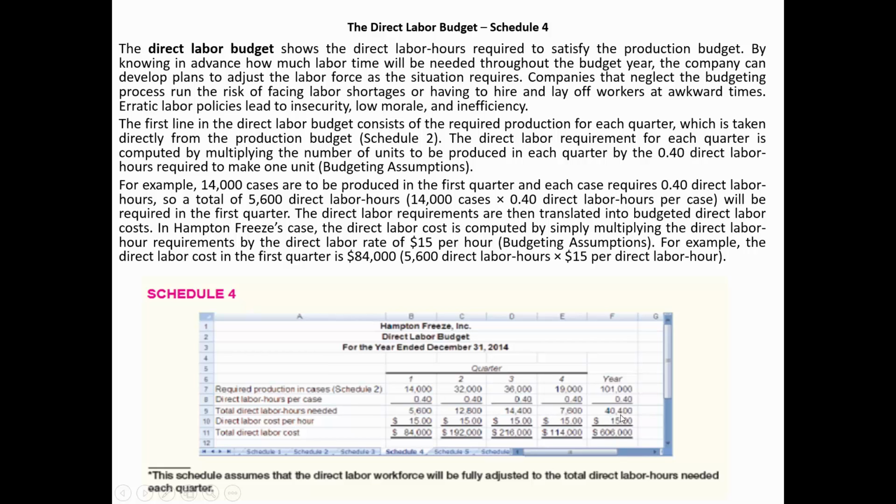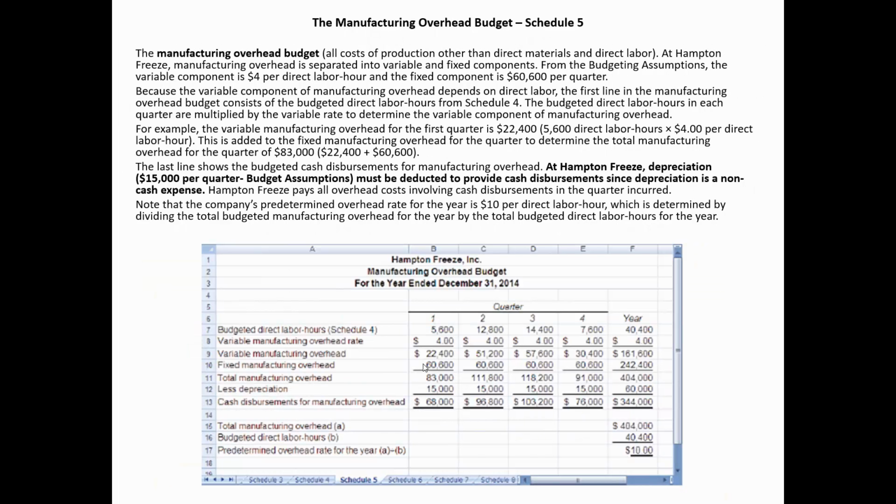So the pattern repeats itself. And we're paying our people $15 an hour, so we need to multiply the number of hours by how much we're going to be paying everybody per hour, and then we can see our total direct labor cost. So we can see that the direct labor budget is a lot less complicated to prepare than the other two previous schedules that we prepared.